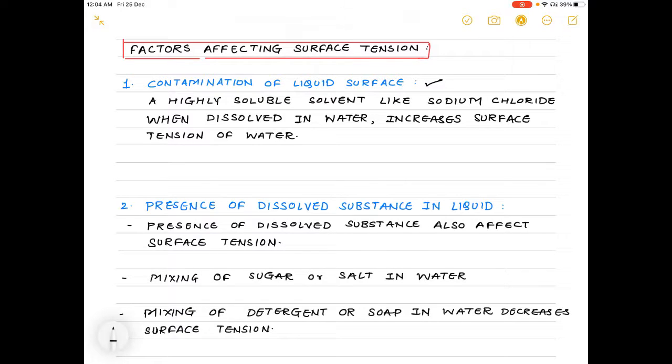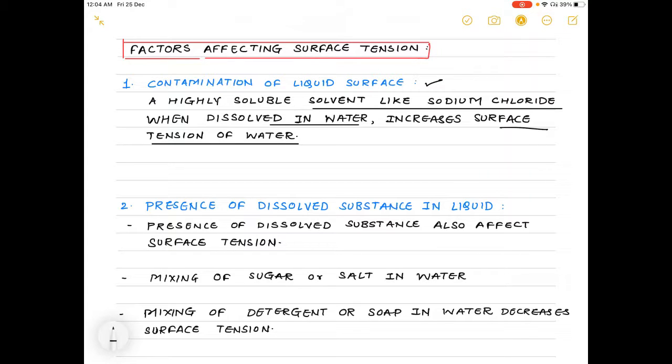Now as the impurities are added in the fluid, the surface tension remarkably changes. The change depends upon the degree of contamination as well. Now, a highly soluble solvent like sodium chloride, when it is dissolved in water, it increases the surface tension of the water. What is sodium chloride? It is common salt. If it is dissolved in water, it increases the surface tension of water.